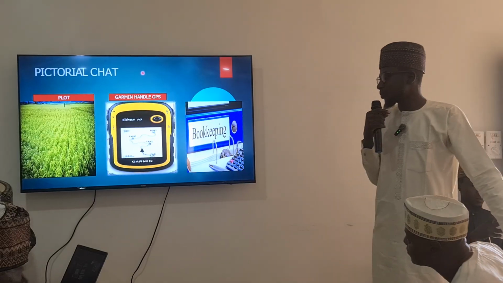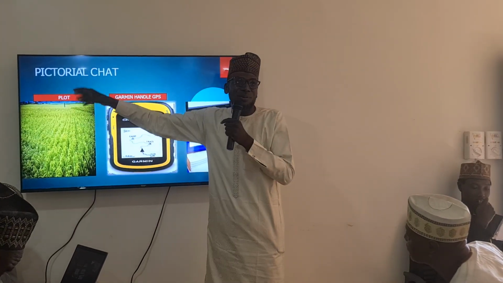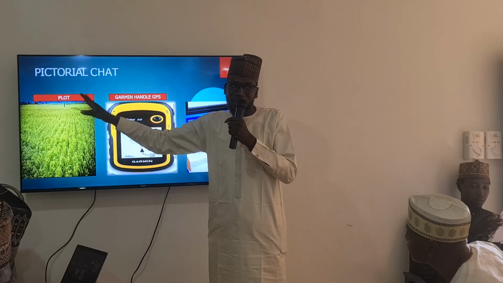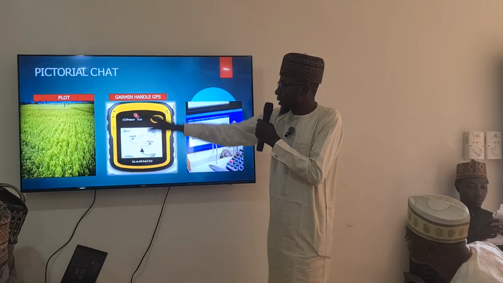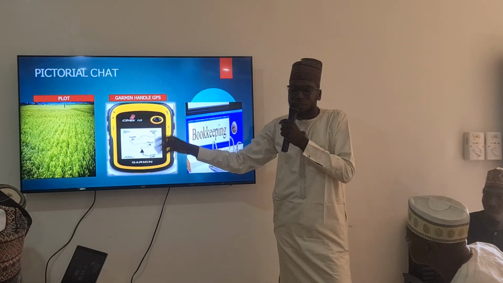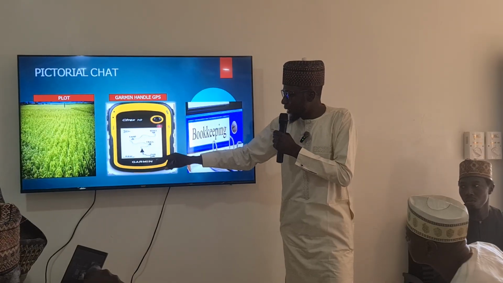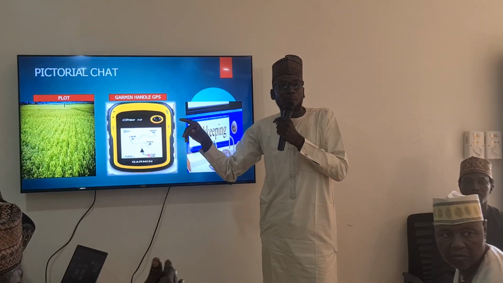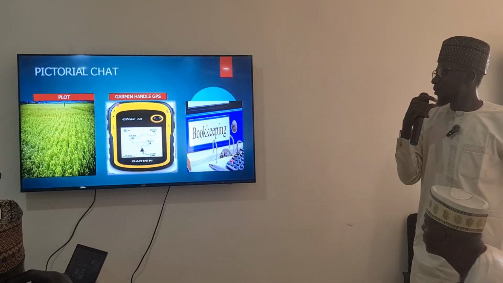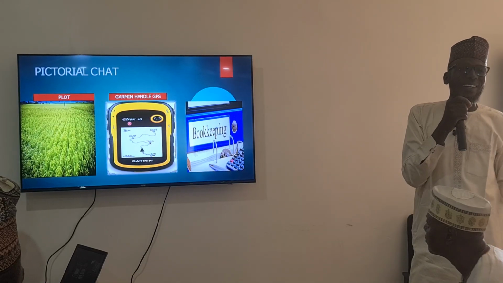Next slide, please. Okay. Pictorial charts. Like I said, this plot, otherwise called farm, in this setting. This is the device I was telling you. Garmin handheld GPS device. This is the cursor. You can see that. So the most important thing there is to be able to estimate that. It's a device used for measurement.